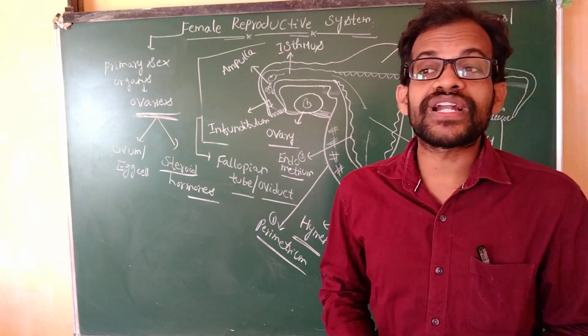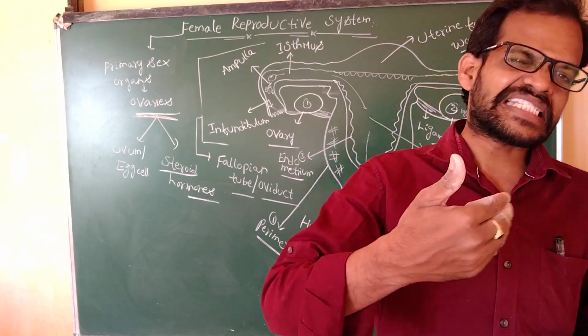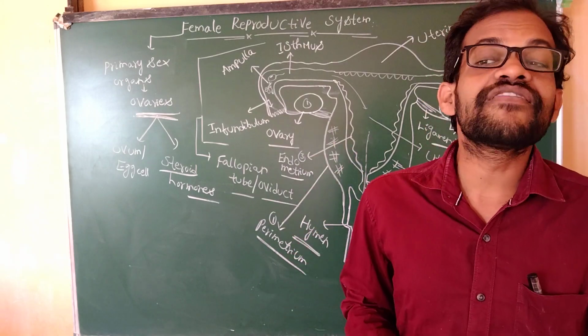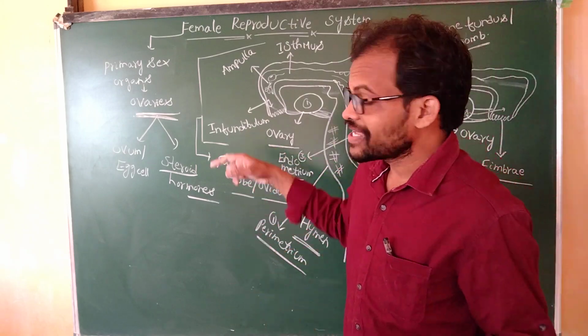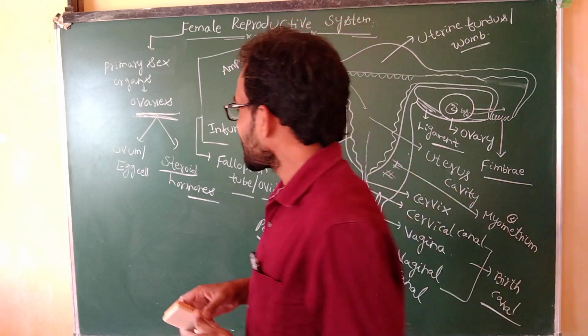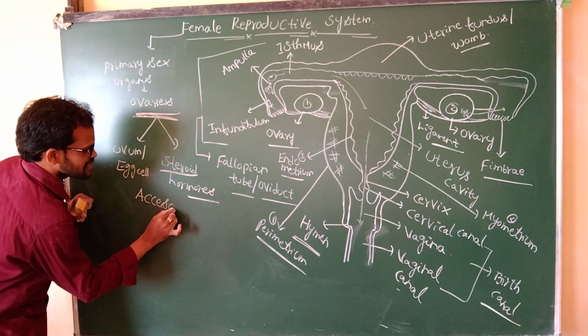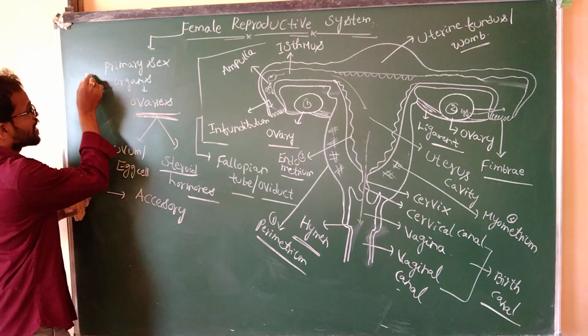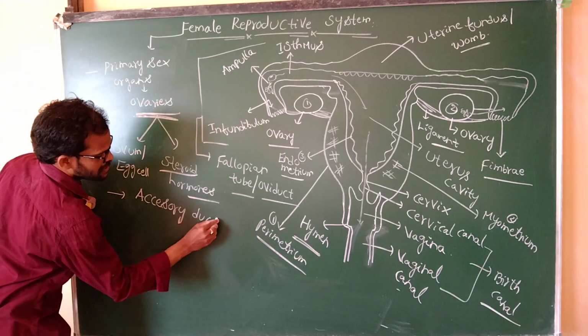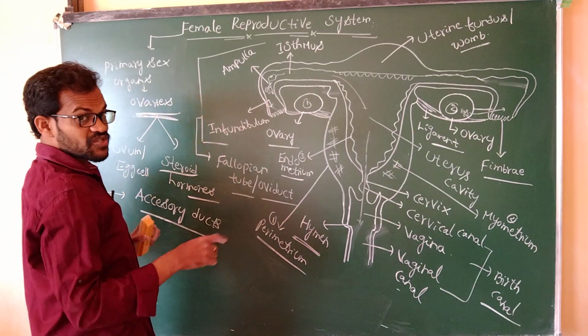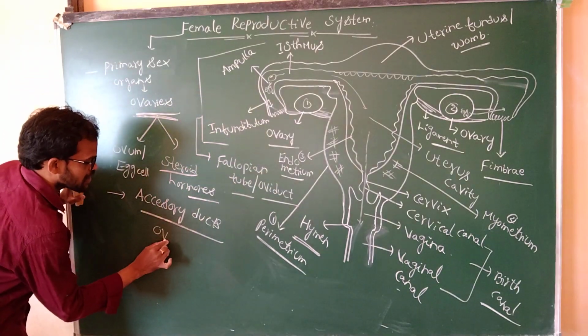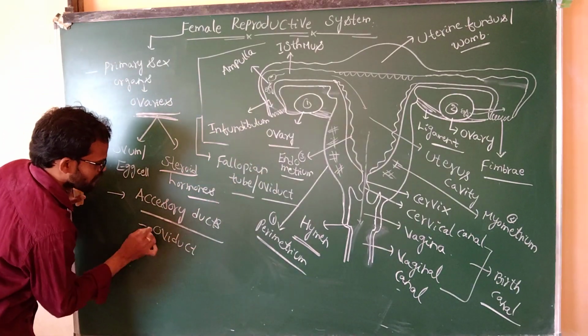Coming to the next one, what are the accessory ducts? What are the extra ducts present in the female reproductive system? The accessory ducts start with the fallopian tube, which is nothing but the oviduct.